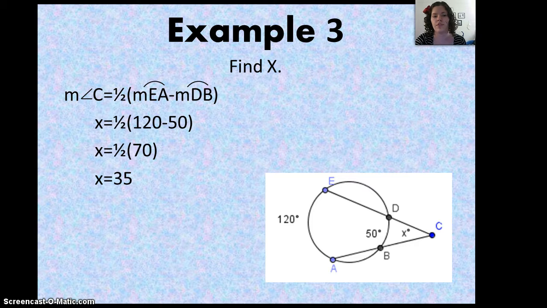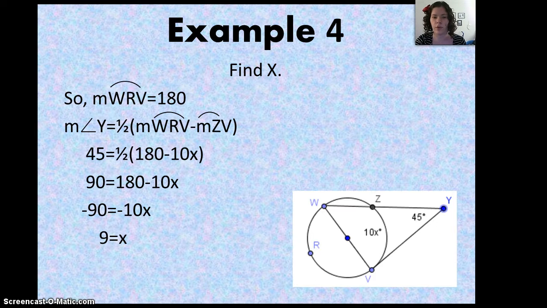Example 3. We want to find x. The measure of angle C would equal 1/2 the measure of arc EA minus the measure of arc DB. X would equal 1/2 of 120 minus 50, which is what we're given in our picture. This would equal 1/2 of 70, and x equals 35.